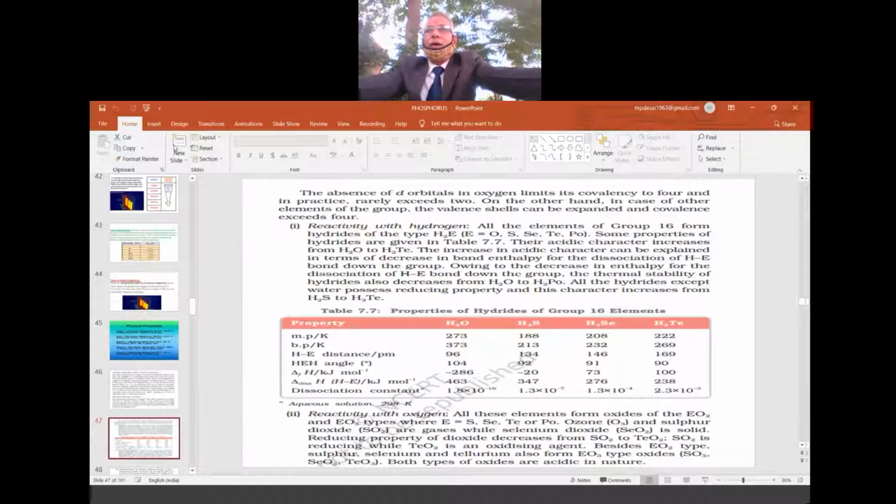Group 16 members with hydrogen: O with hydrogen, S with hydrogen, Se with hydrogen. So all with hydrogen. What is the trend here? All the elements of group 16 form hydrides of the type H2E. Here E is any member you can take from group 16. So H2O, H2S, H2Se, H2Te, H2Po. But the most common are H2O and H2S.